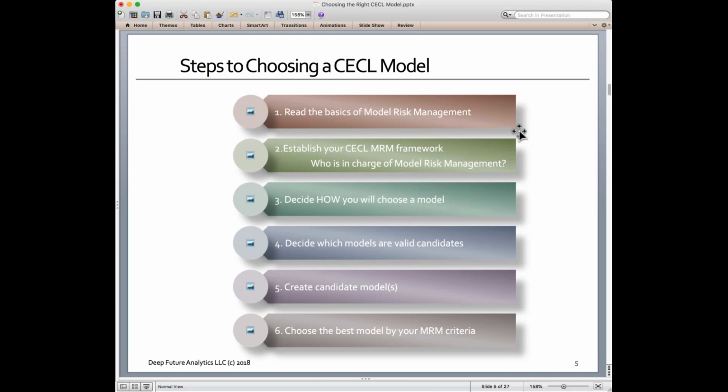Okay, so you choose your set of models. And again, we'll come back to this point on what are the candidates. Then you want to create the models. Or if you're using a vendor, it's this discussion of how have they chosen their candidate models and how have they implemented them. It's a review process. And then the last one is going to be, how do you choose the best model according to your model risk management criteria, or how has your vendor chosen?